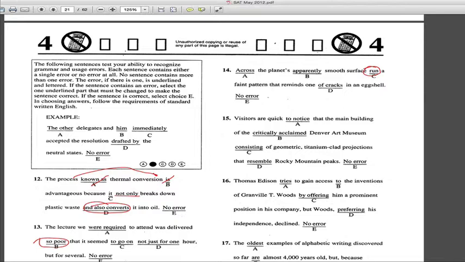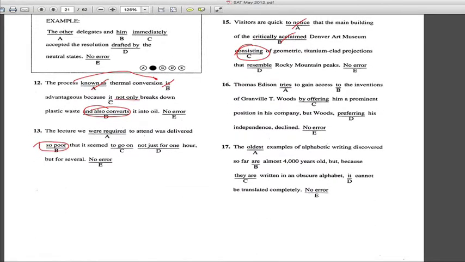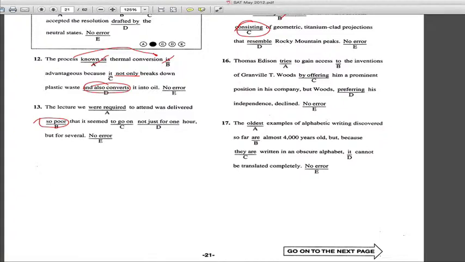Visitors are quick to notice. Quick to notice a main building of the critically acclaimed Denver Museum consist of. Why do they throw in ING's? Thomas Edison tries. Okay, makes sense.